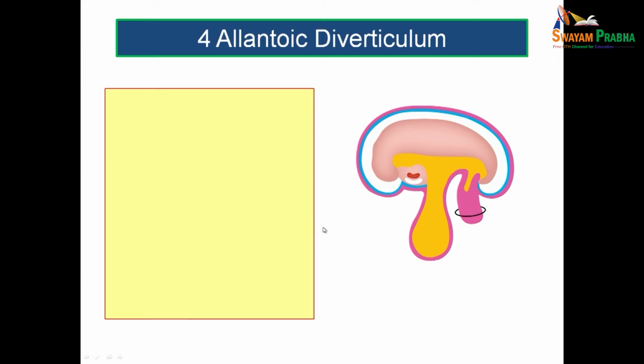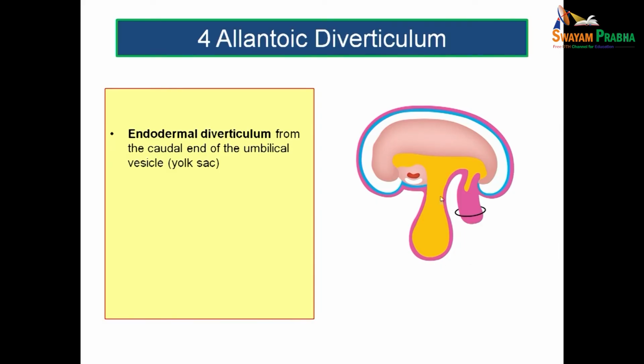Now, another structure which is formed during this period is the allantoic diverticulum. So, what do you mean by allantoic diverticulum? You have the endoderm. This yellow colored part is the endodermal derivatives. When you look at the endoderm, you can see a finger-like projection. This is known as the endodermal diverticulum. At which end are you seeing this endodermal diverticulum? This is the cephalic end, this is the caudal end. So, at the caudal end, you can see a diverticulum, and that is known as the endodermal diverticulum.